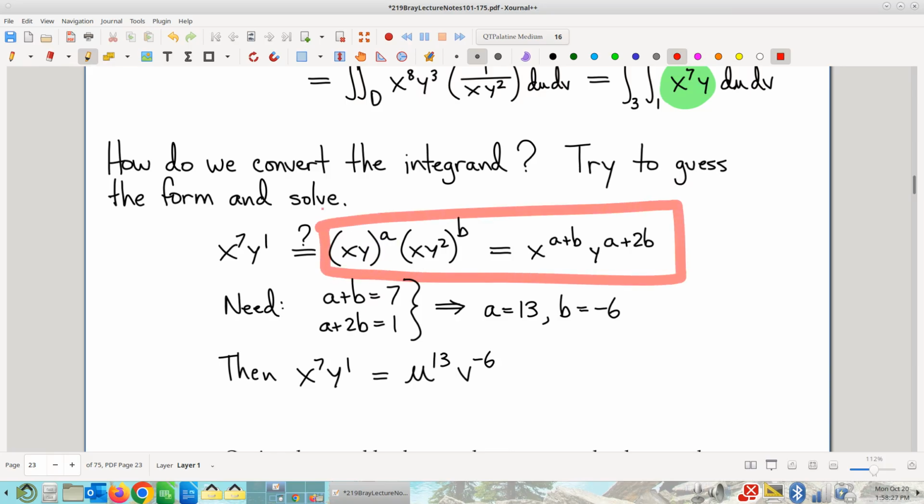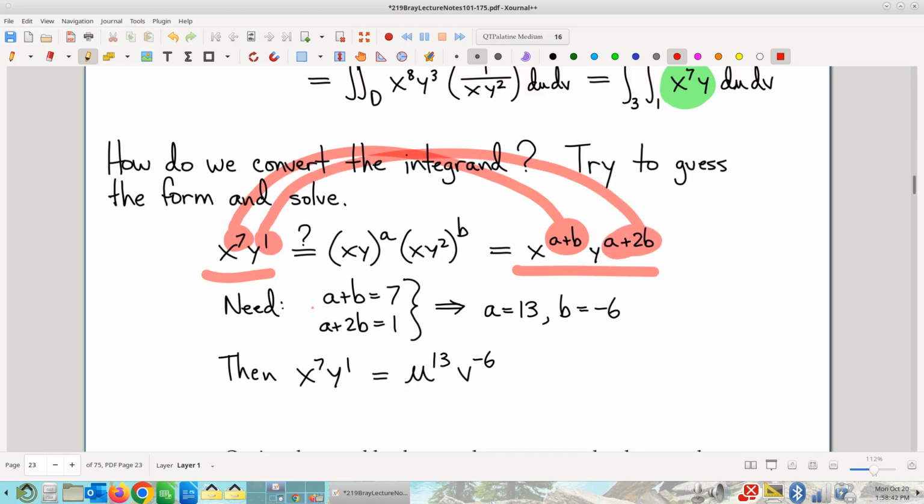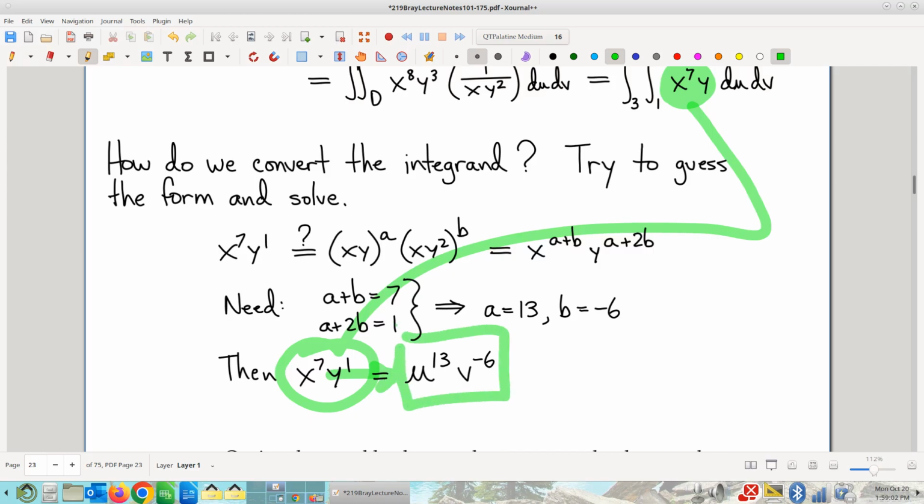First I multiply them out. And then I figure, oh my gosh, these expressions look just the same, so apparently I need A plus B to equal 7, and I need A plus 2B to equal 1. That gives me this, and you solve, and that tells you your A and B. And all together then, that integrand that I have, I can rewrite like so.